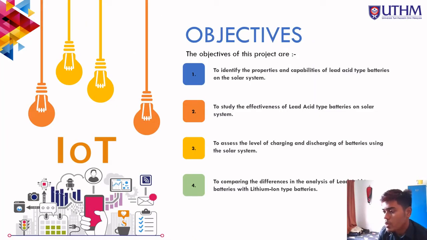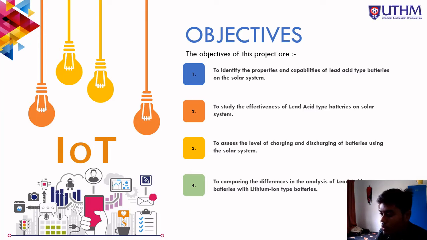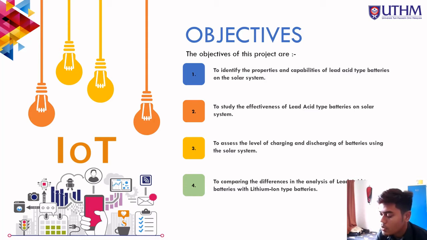For objective, there are four main objectives for this research. The first one is to identify the properties and capabilities of lead acid type batteries on the solar system. The second objective is to study the effectiveness of the lead acid type batteries on solar system. The third objective is to assess the level of charging and discharging of batteries using the solar system. The last objective is to compare the differences in the analysis of lead acid type batteries with lithium ion type batteries.